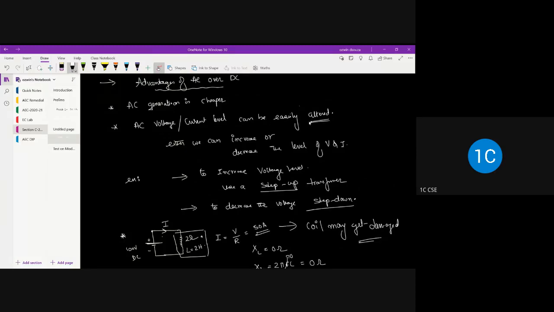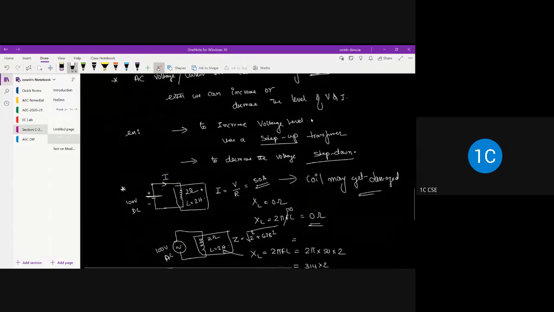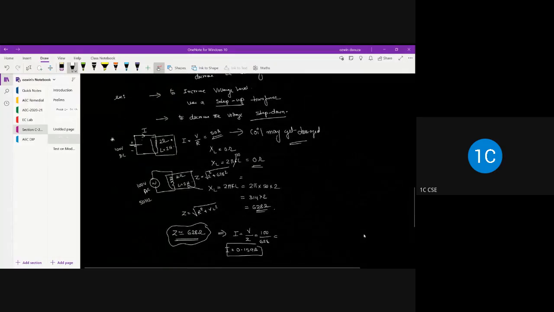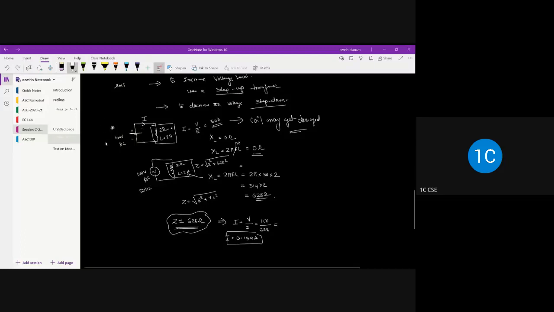So this is a very common viva question. What will happen if you connect a DC supply to a transformer? You can say that the coil may get damaged due to the excess current, and if the reasons are asked, you can explain to the examiner with the help of this example. Okay, is it understood?